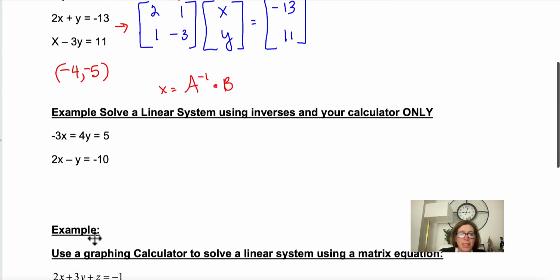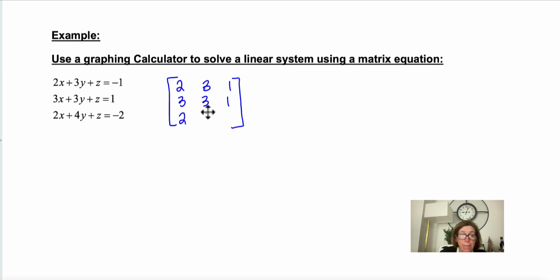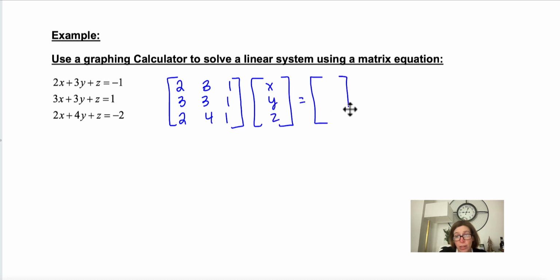Now, if you look farther down the page, you can apply this to a 3 by 3 system as well, which we know are the really hard ones. So you can always use a matrix to check yourself, but instead of a 2 by 2 matrix, our A matrix would be a 3 by 3. And our X matrix would be X, Y, and Z. And our B matrix would be my 3 answers, negative 1, 1, and negative 2.